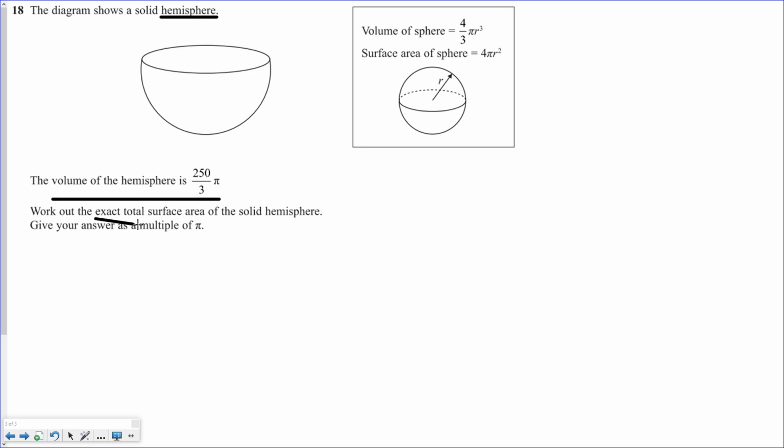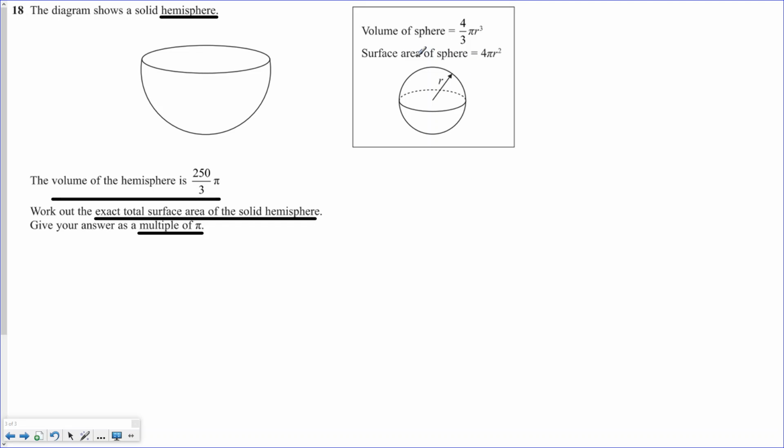Work out the exact surface area of the hemisphere. Give your answer as a multiple of pi. So our answer has to contain a pi. Okay, so your action phrase, exact total surface area, that's what we need to work out.